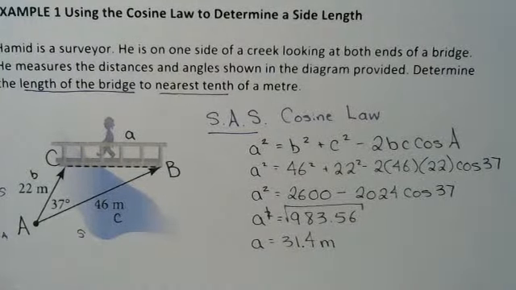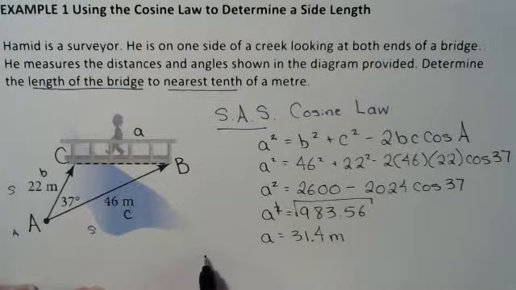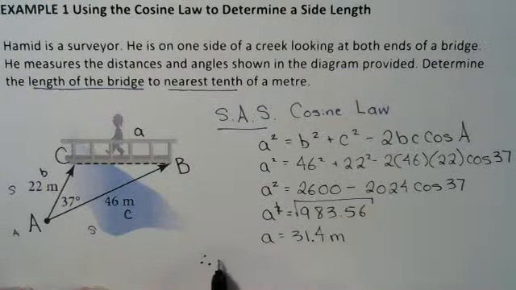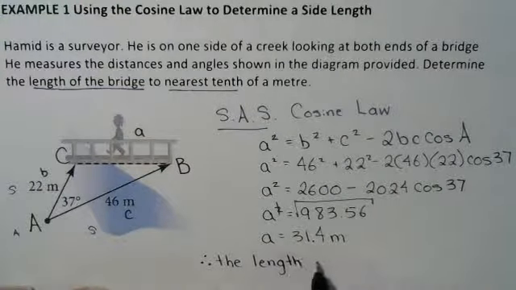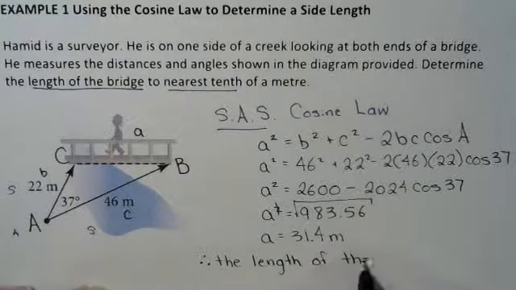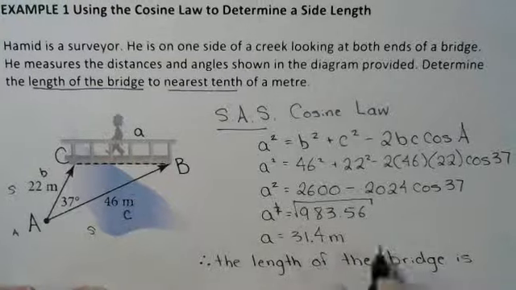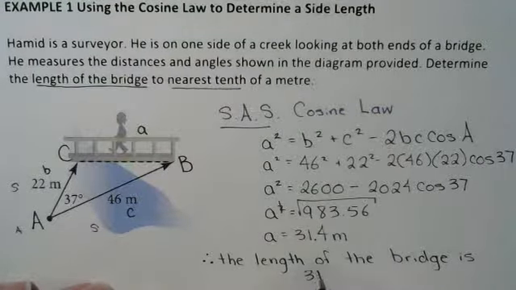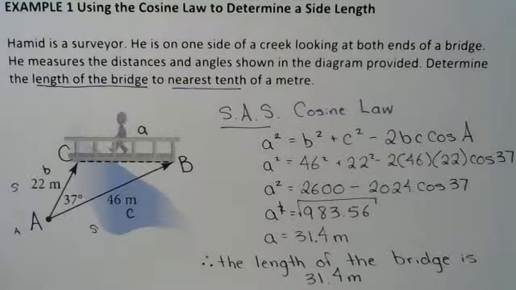Meters. If the question's asked in words, always give an answer in words. So saying a equals 31.4 doesn't tell me anything, but saying the length of the bridge is 31.4 meters. The length of the bridge is 31.4 meters. That's answering the question.